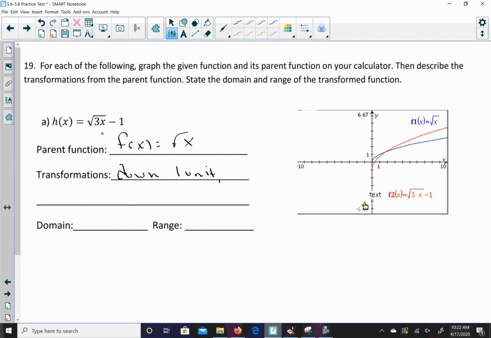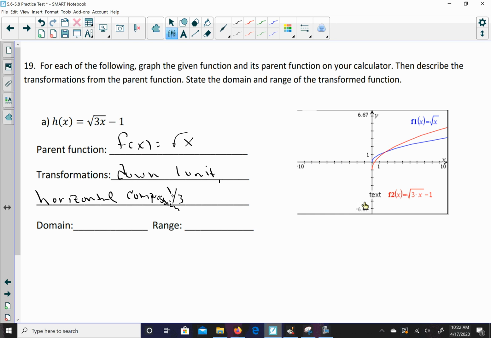And then this 3 is inside the radical with the x, so it's a horizontal. Remember, horizontal is opposite of what you think. So instead of multiplying by 3, I'm going to think of 1/3. So since that 1/3 is less than 1, I'm going to say a horizontal compression of 1/3.